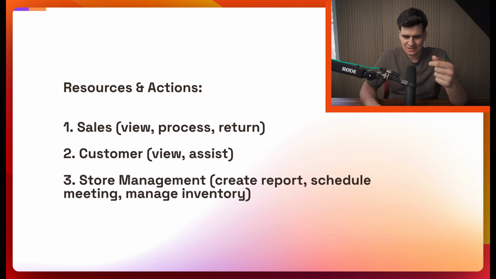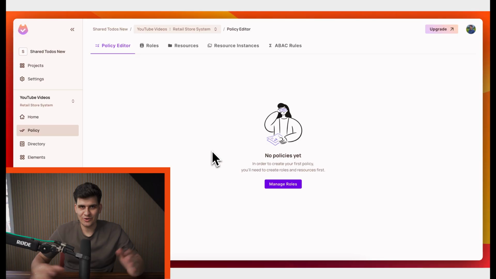Now, for the resources, well, we'll have sales, which will have the view, process, and return actions. Then we'll have a customer, which will have the view and assist actions. And then finally, we'll have a store management resource, which will have the create report, schedule meeting, and manage inventory actions. So let's take it into permit and actually build this ourselves. All right, so we're back again in the permit app and we're in the policy editor.